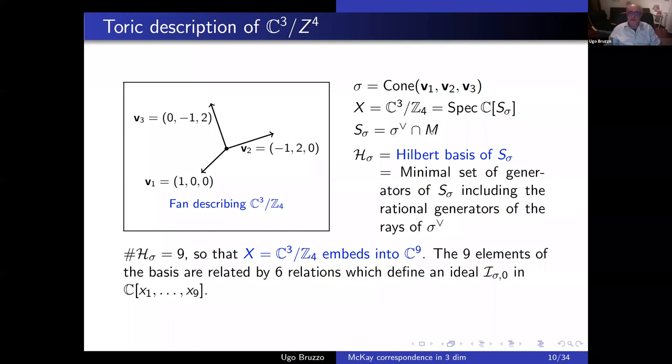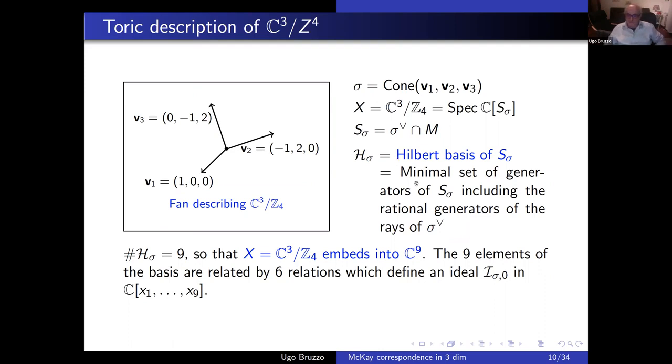And you take only the rational points of the dual cone, the points which lie on the dual lattice. And this is a semigroup, S sigma, associated to the cone. You take the algebra generated by this semigroup. You take the spectrum, and what you get is the toric variety, the affine toric variety X, which in our case is exactly C3 mod Z4. Toric geometry also offers a way to represent this explicitly as an affine variety, as a locus in some affine space. And this is done by the following procedure. So this is a kind of review of some standard facts in toric geometry.